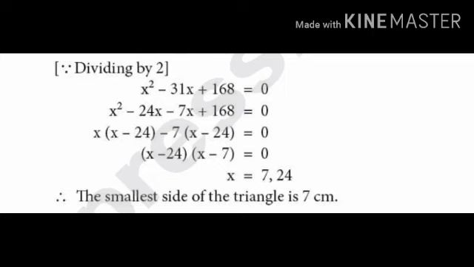Therefore we get x equal to 7, 24. We find the smallest side of the triangle. Therefore we get 7 only. 24 is the biggest side, therefore it cannot be the smallest. We get the smallest side of the triangle is 7 centimeter. That's all.